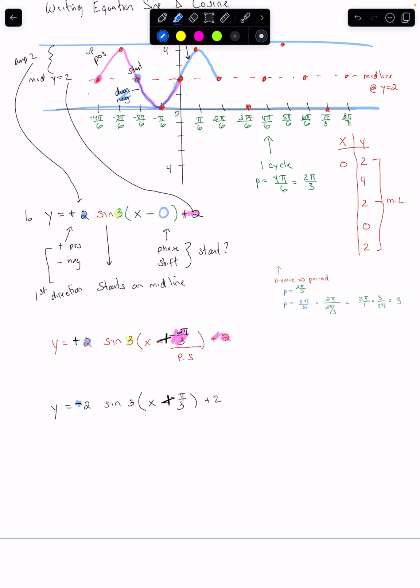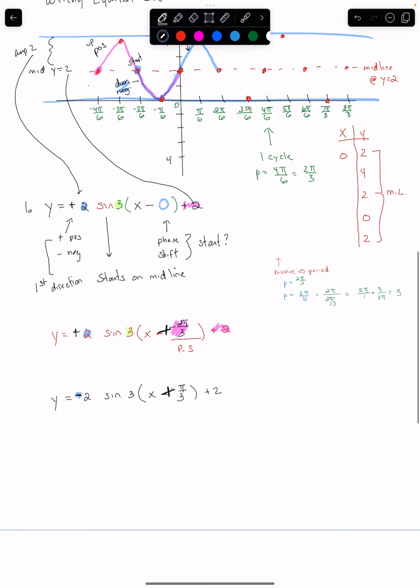Choose a coordinate on the midline to start from. To complete your sine curve, if the first thing you're doing is going up, it's going to be a positive sign. If the first thing you're doing is going down, it's going to be a negative sign. And again, you can do this all the way. You can write an infinite amount of equations here that would all work.